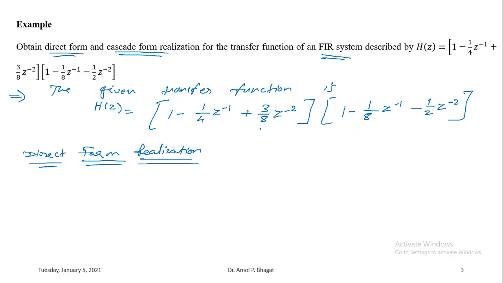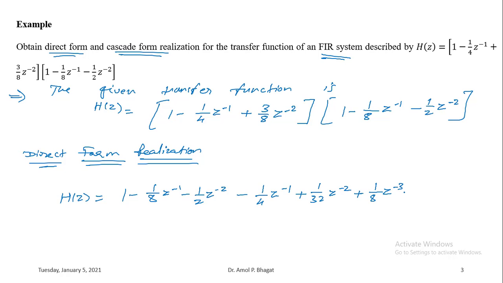Okay, so if I multiply this, initially 1 will get multiplied with the complete bracket, so it will be 1 minus 1 by 8 z inverse minus 1 by 2 z to the power minus 2, then this will be minus 1 by 4 z inverse plus 1 by 32 z to the power minus 2, plus 1 by 8 z to the power minus 3 plus 3 by 8 z to the power minus 2, minus 3 by 64 z to the power minus 3 minus 3 by 16 z to the power minus 4.